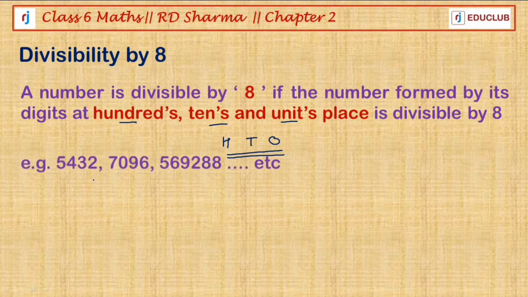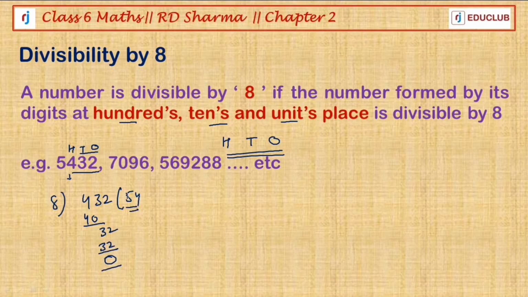Let us take a few examples. These are the numbers. Let us take this one. We will take the last three digits. This is hundreds place, this is tens place, this is ones place. We are saying the number formed by these places should be divisible by 8. Let us check. 432 divided by 8: 8 5s are 40, 3 2, 8 4s are 32. Remainder 0 and quotient 54. So this number is divisible by 8. Last three digits are divisible by 8, so the number is divisible by 8.